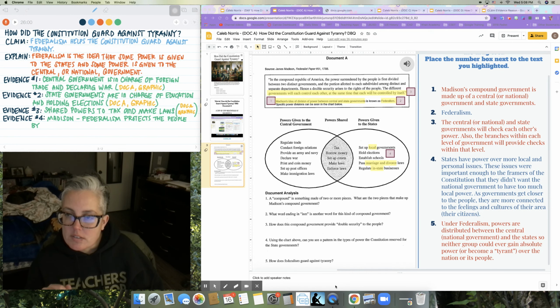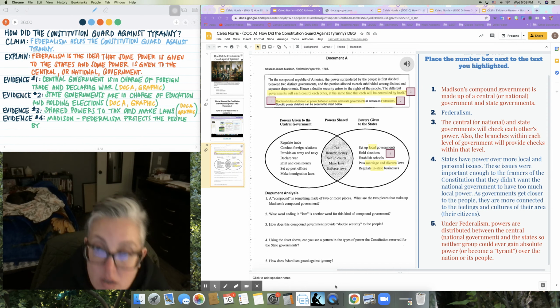For number 3, it says the central and state governments will check each other's power. Also, the branches within each level of government will provide checks within that level. So that's what that means, right? That's what we got for number 3. Governments will each control each other at the same time that each will be controlled by itself. So I'm going to use that quote.